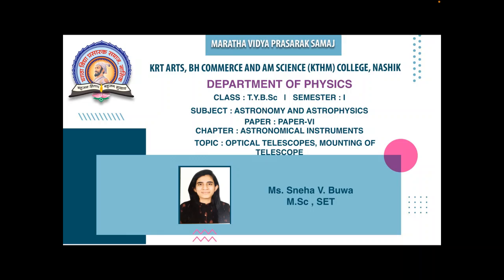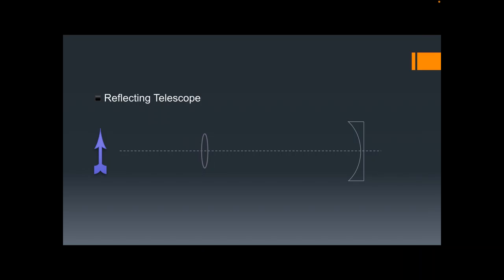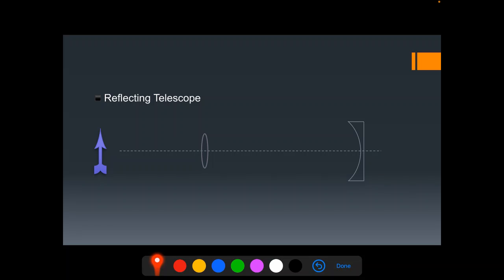Before that we have seen the basic things that we should know before starting to study observational astronomy, which can be studied by using astronomical instruments. Now in the last lecture we have seen that there are two types of optical telescopes depending upon which type of objective we are using. The first type is a refracting telescope, and the second type is a reflecting telescope.